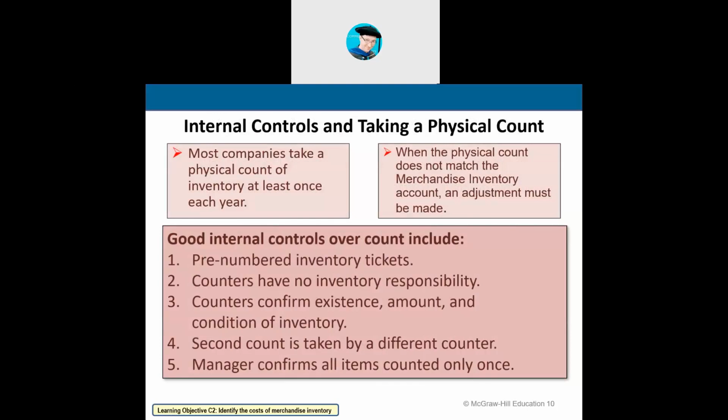Internal controls. How do you track your physical inventory? Well, there's barcodes on pretty much everything now, so that takes a lot of the struggle out of things. But we also do this thing called physical counts.